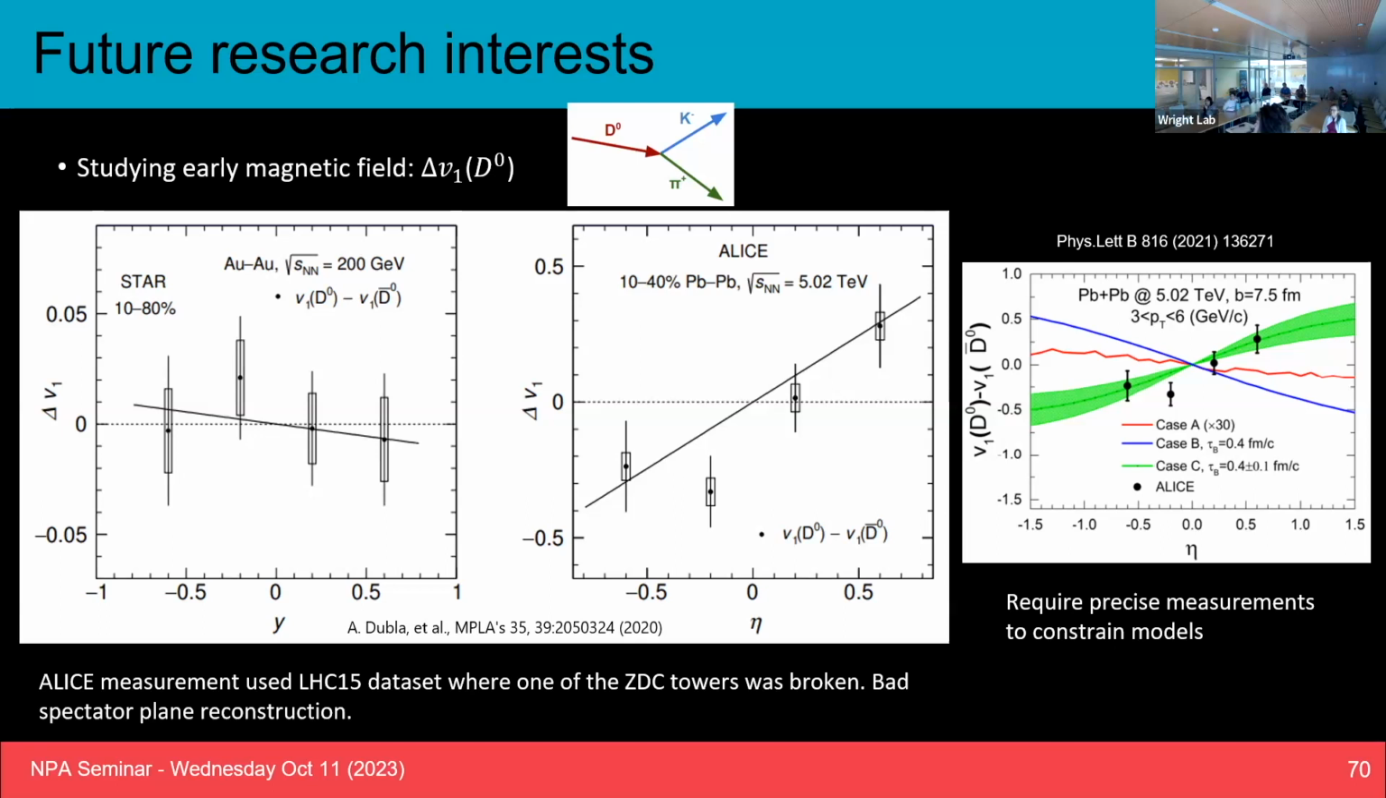People have tried to fit a model with different, for example, the lifetime of the magnetic field. You try to predict the slope. I think you need a bit better measurement to really give the theory people the model. Yes, I think that's it. That's all I want to say.